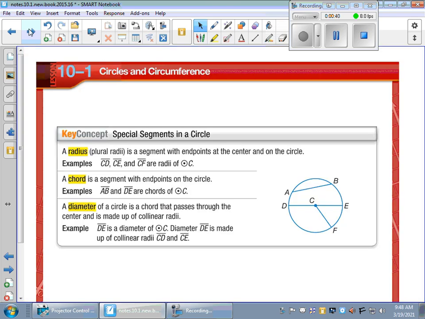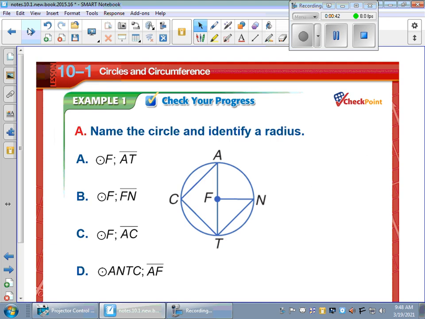Again, definitions here, same type of slide. So this one says name the circle and identify a radius. You name a circle with the letter that's in the middle. So this right here represents circle F. Identify a radius: a radius is a distance from the middle to the edge. That's right here. Final answer is going to be B.